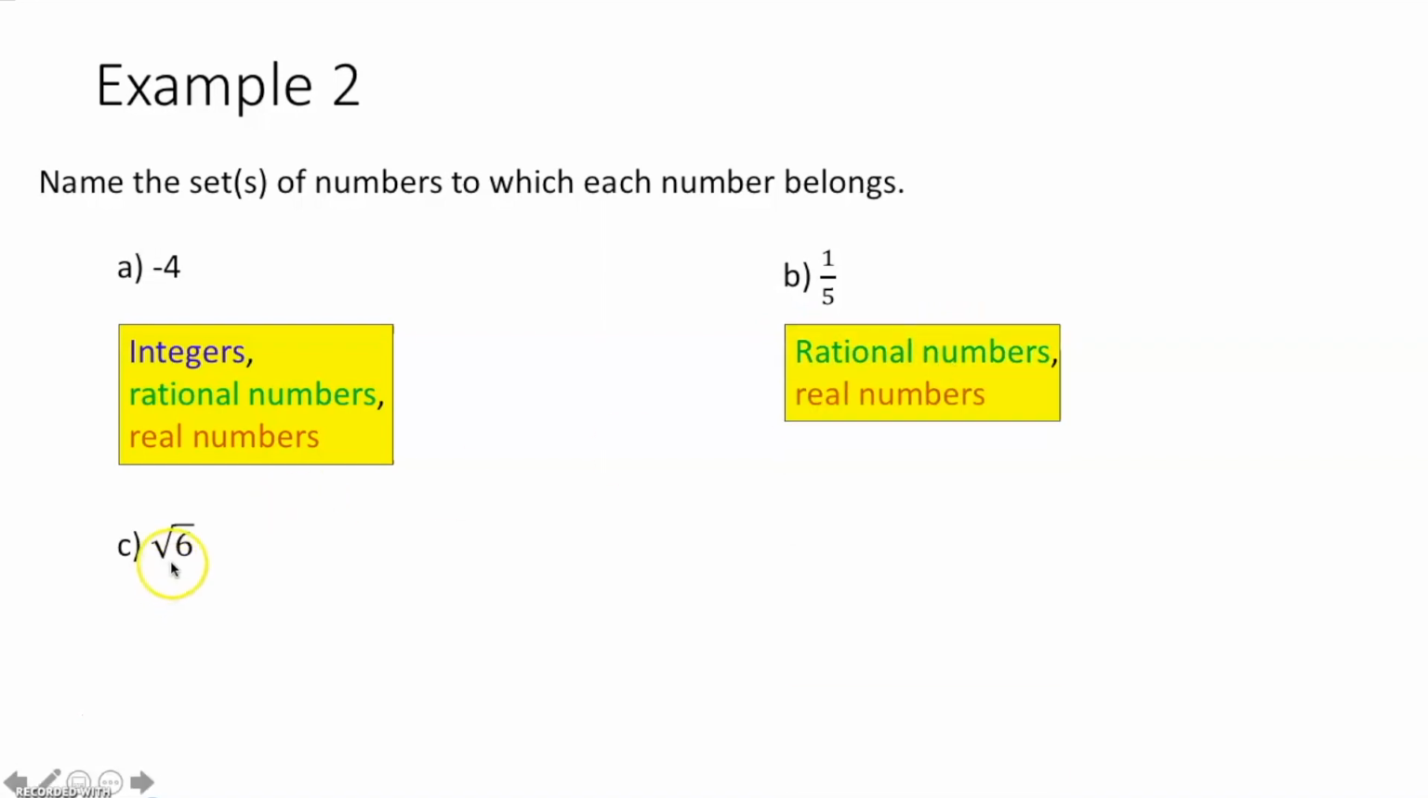The square root of 6. 6 is not a perfect square, so we cannot take the square root of this without getting a non-repeating decimal. Therefore, this is going to be an irrational number. And since it's an irrational number, we know that's also included in the set of real numbers as well, and you're done.